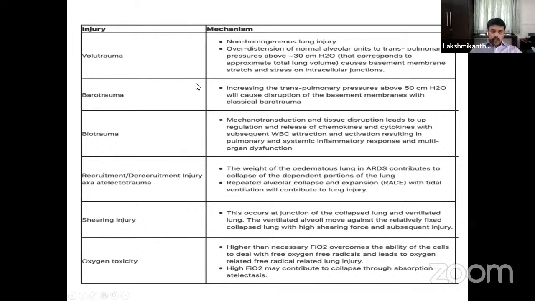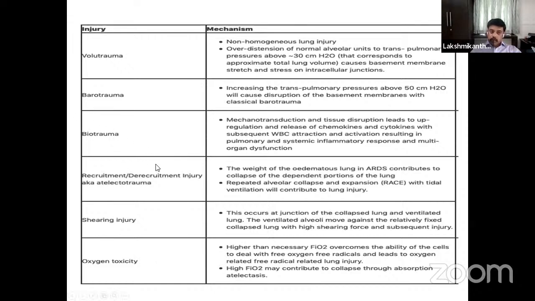Our main aim is to generate a tidal volume by generating a pressure. So the amount of volume generated depends on the amount of pressure. When you want to generate more volume, you need to give more pressure. Whenever the pressure increases beyond a point, it can cause disruption of the basement membranes at the level of the alveolar epithelium. This, again, is very, very important.